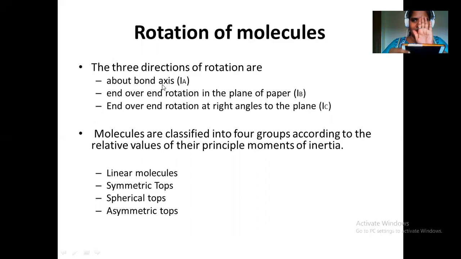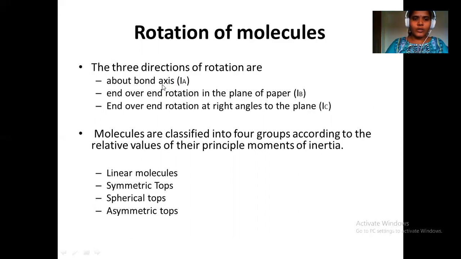Suppose this is my plane and the molecule is like this. One end is here, and the other atom is here. If this is rotating end over end within the plane, this is called IB. And if it is end over end rotation but out of plane, meaning the molecule is rotating end over end only but out of plane, this is considered as IC.